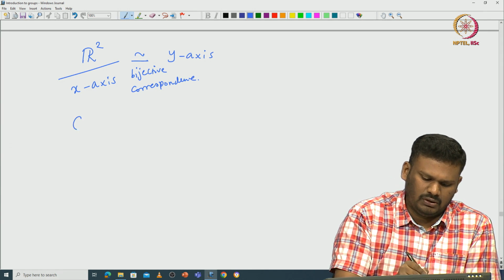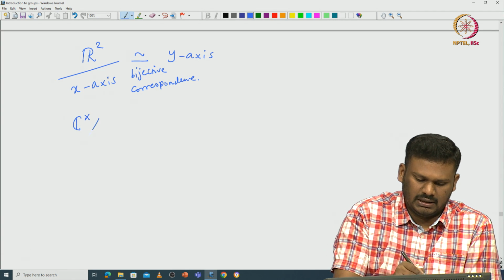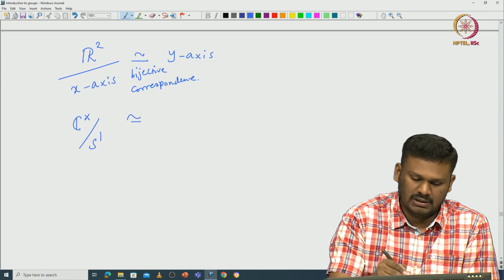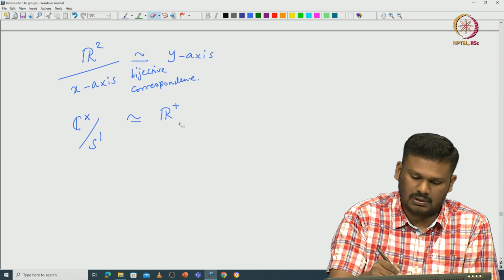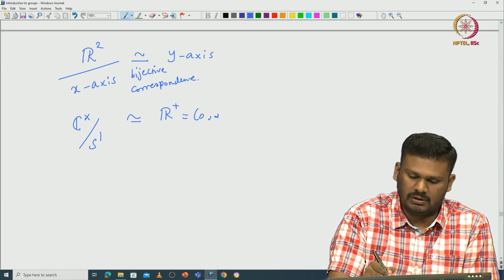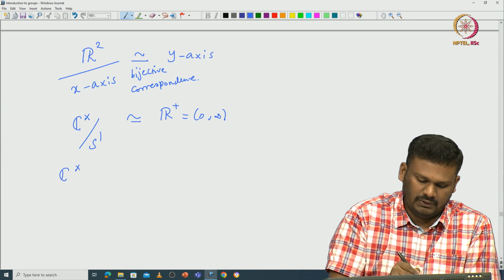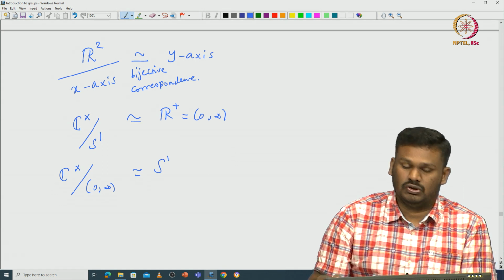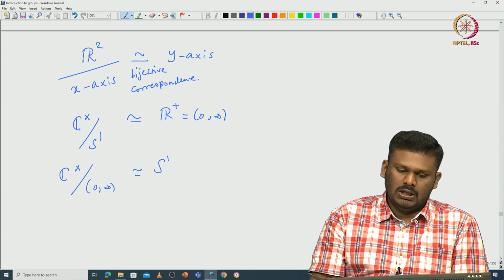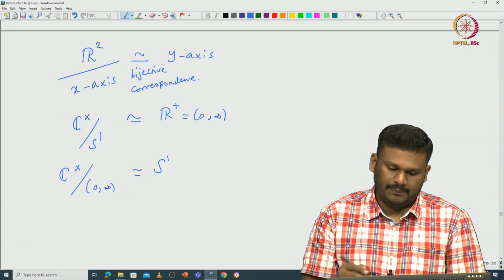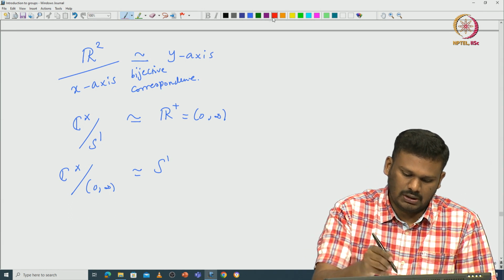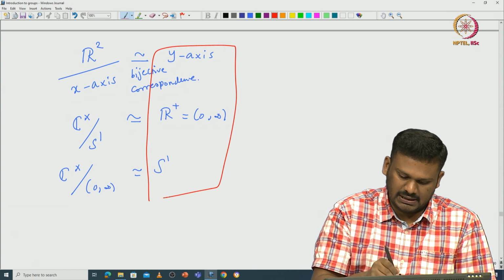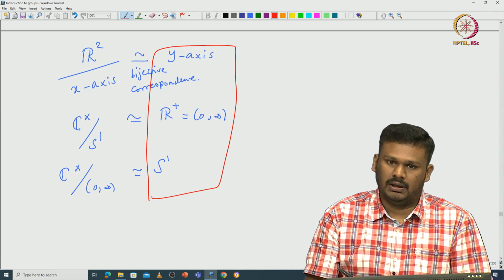And similarly, when we took C cross and then went modulo S1, there is a natural bijective correspondence between this and the positive ray R plus, which I denoted by (0, infinity). Similarly, when we took C cross and then went modulo (0, infinity), we got a natural correspondence with S1. So what is happening here is that these natural parametrizing sets on the right side are all groups on their own.